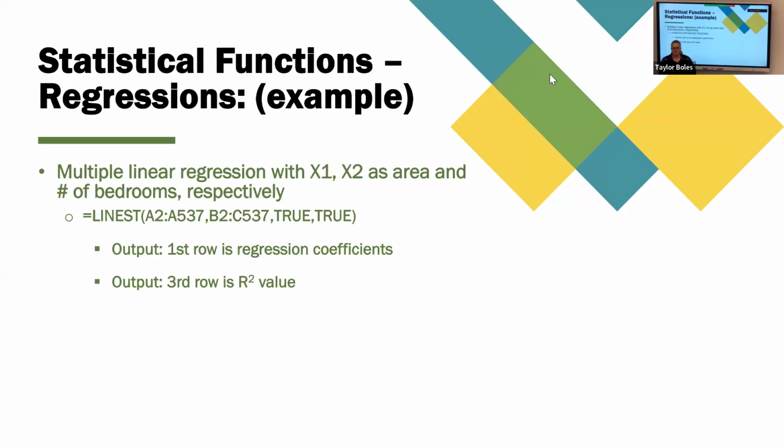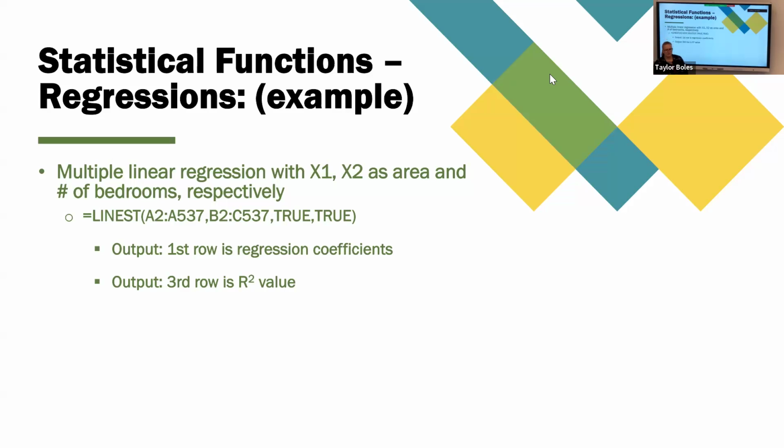So suppose we want to use multiple linear regression with our two independent variables as area and number of bedrooms. So you would use the function equals LINEST. You would select whatever your target variable would be, which is A. This is in the clean data set. So A is your price, and then you would select your independent variables, which are area and number of bedrooms. So that should encompass that. Then you would select true and true, and you would get a bunch of numbers for your output.